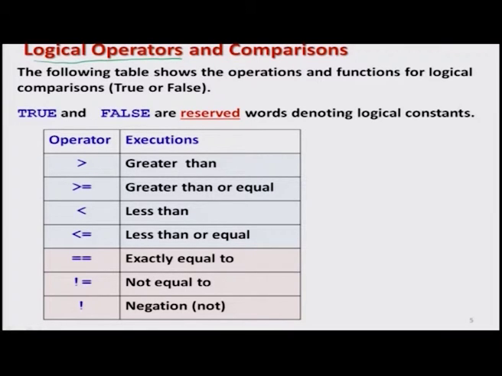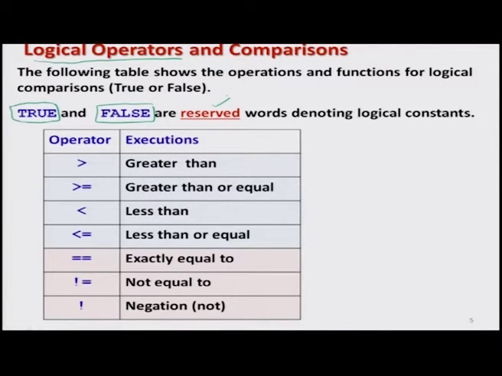Before we go further into the logical operators and their comparison, we have to keep in mind that there are two words, TRUE and FALSE, in capital letters. They are reserved. Reserved means they have a particular meaning in R programming. So, please do not use the words TRUE and FALSE to name any variable. They are reserved for R programming, and we have to keep that in mind.